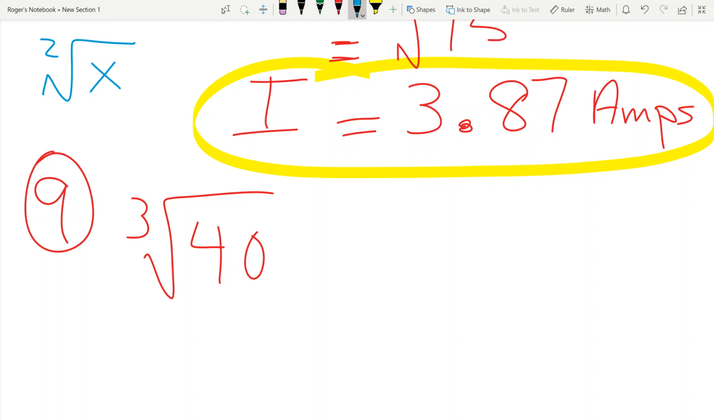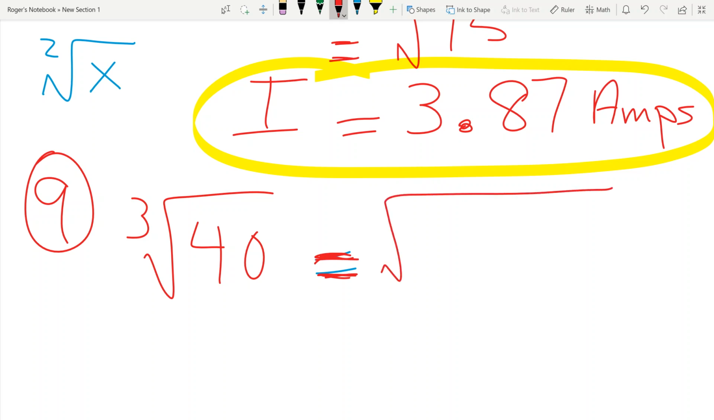Cube root. Why do you think it's called cube? Because length times width times height, yeah? Volume, cube, cubic, get it? All right, so this is the cube root of 40. So how can we write the cube root of 40? How can we simplify this down a little bit?